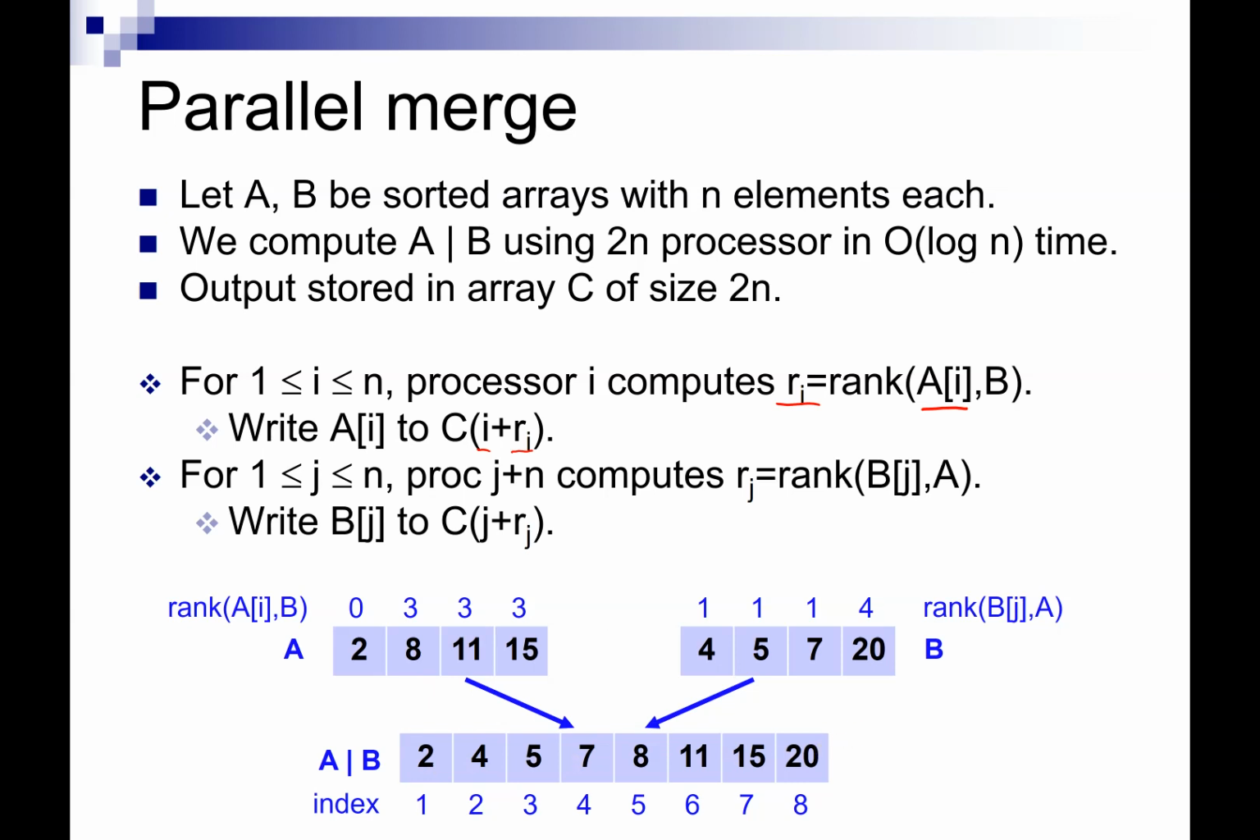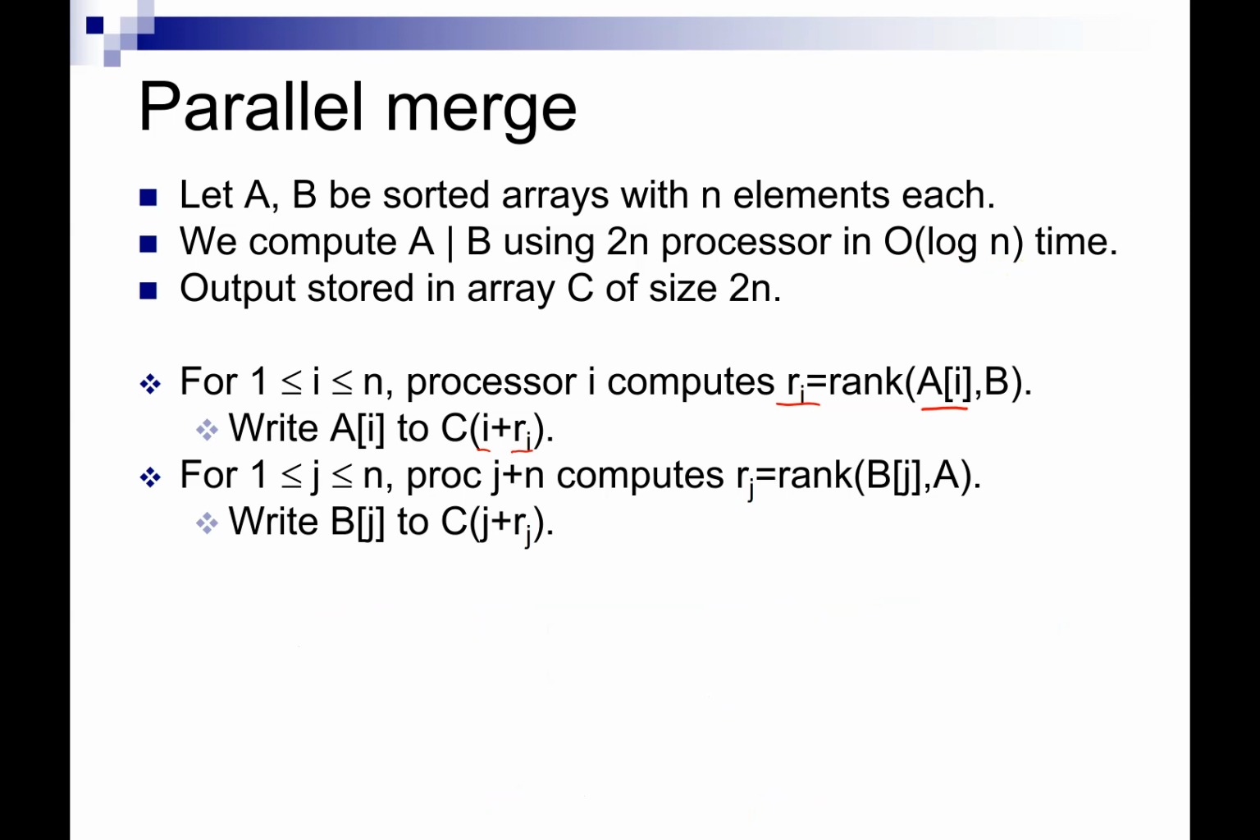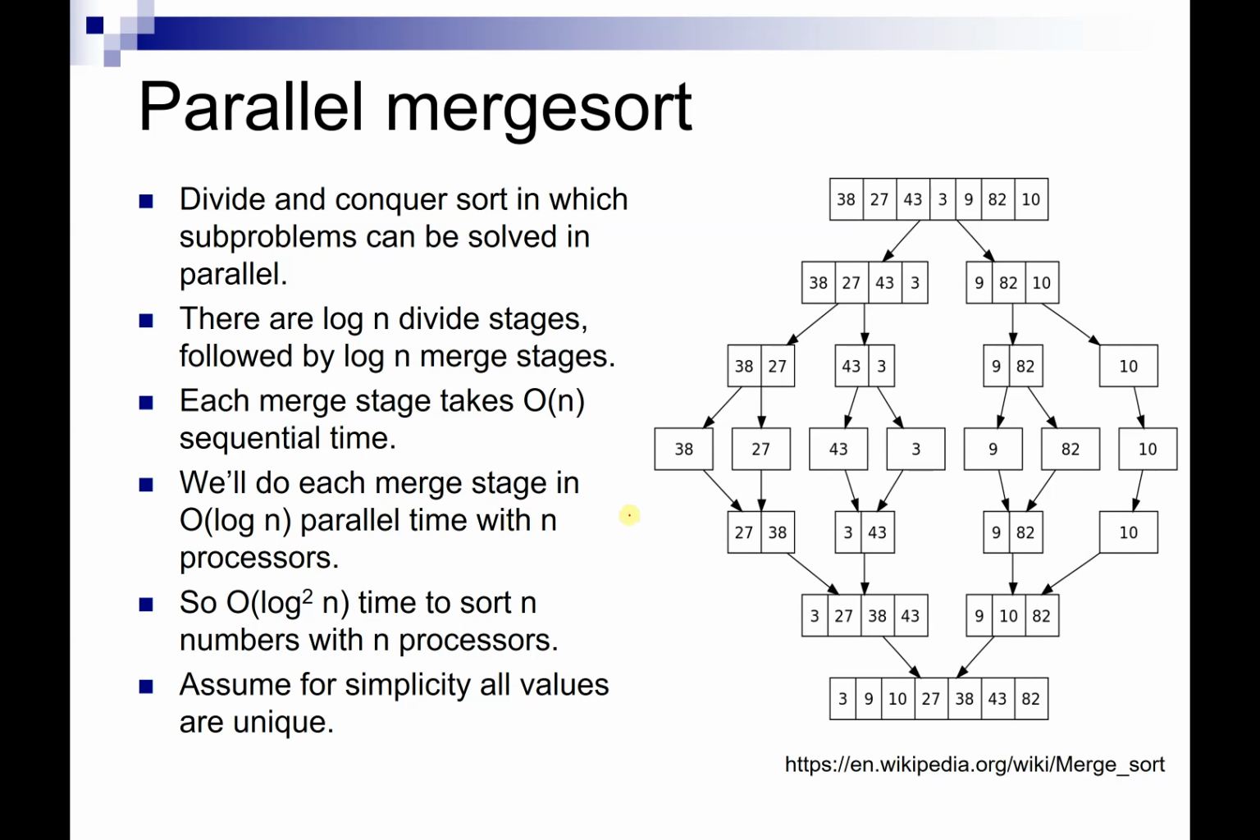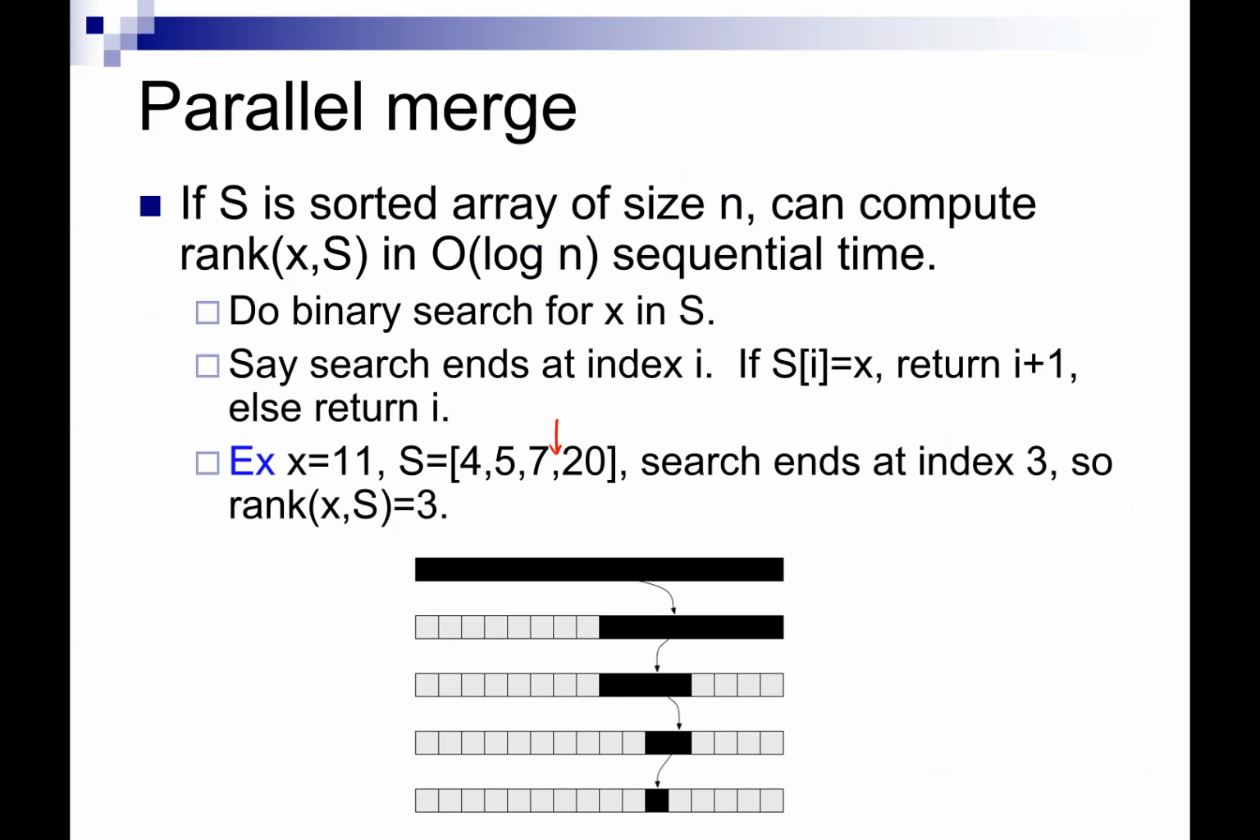Everything we're doing is parallelized, because we just need to compute these ranks, and each one just needs one processor, and they can all run in parallel. The running time is going to be log n. So we can merge these two lists in log n time, and do parallel merge in log n time. Therefore, in order to do merge sort, since we have log n stages of this, it's going to take us log squared n time to sort all the numbers. So that is parallel merge sort.